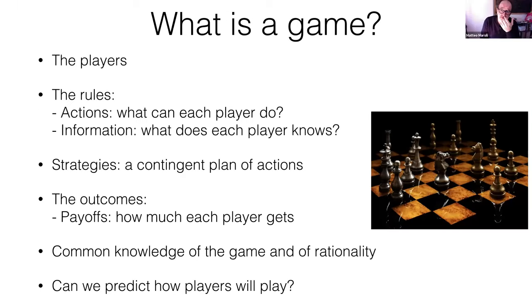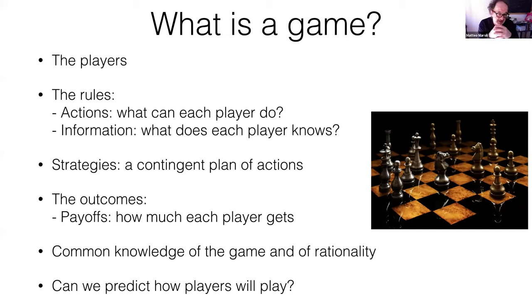Okay, so how do you formalize a game? Well, one way of thinking about a game is you look at the prototype system of a game, which is chess. Okay, so in chess you have the players, and there are some rules, and these rules have to do with what possible actions each player can do at each point in time, and with information, what does each player know at each point in time, okay?